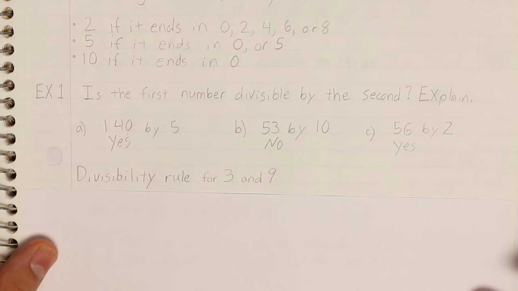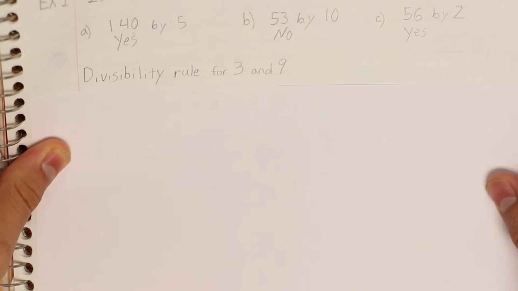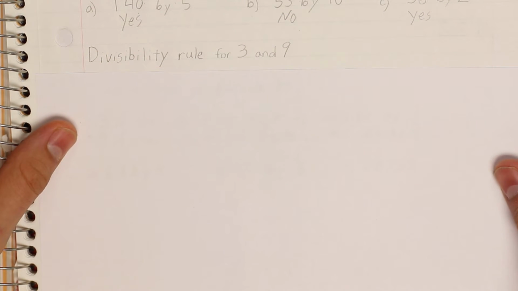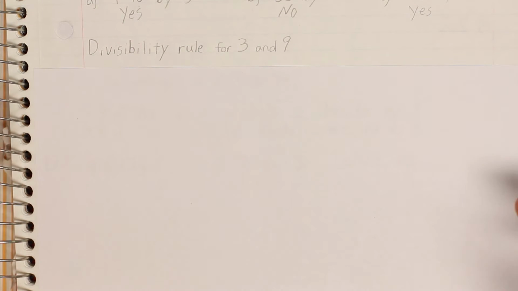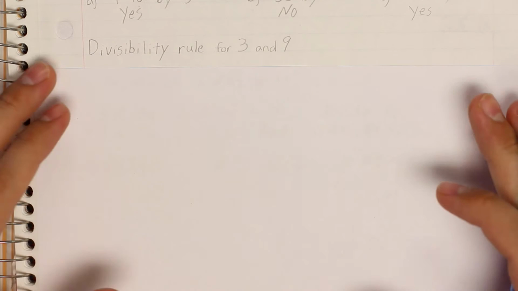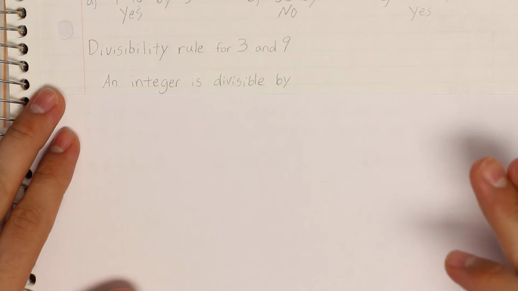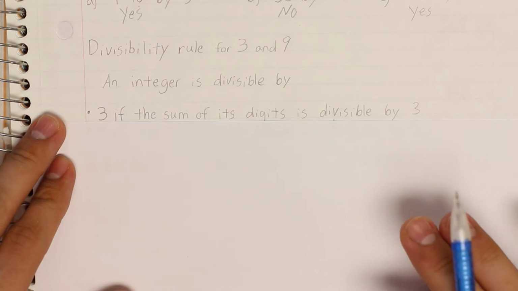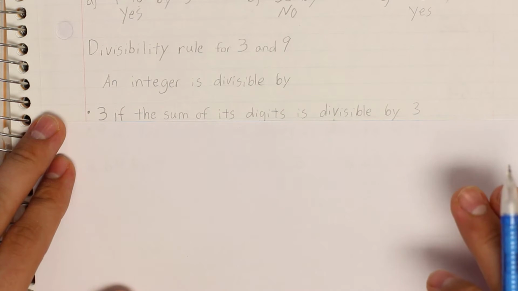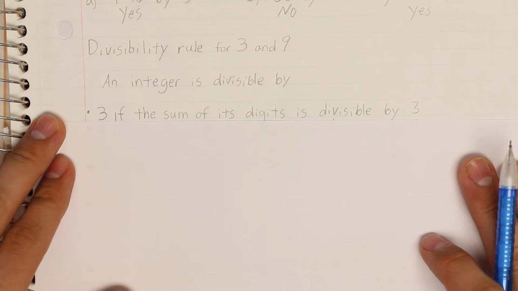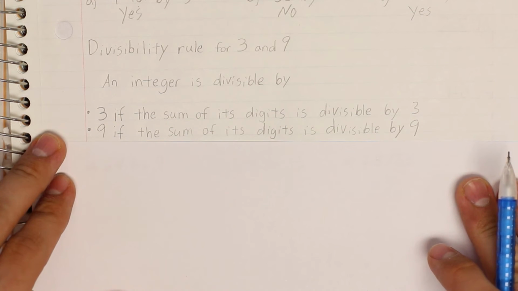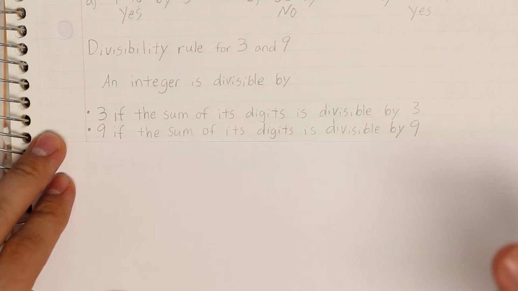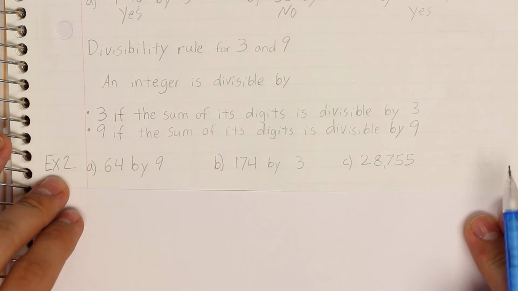Divisibility rules for 3 and 9, okay? They are a little different than the other ones. You don't look at the ending. You have to add together all the digits and find the sum, okay? So an integer is divisible by 3 if the sum of its digits is divisible by 3. We'll take a look at what that means in just a minute. An integer is divisible by 9 if the sum of its digits is divisible by 9. So what does that mean?